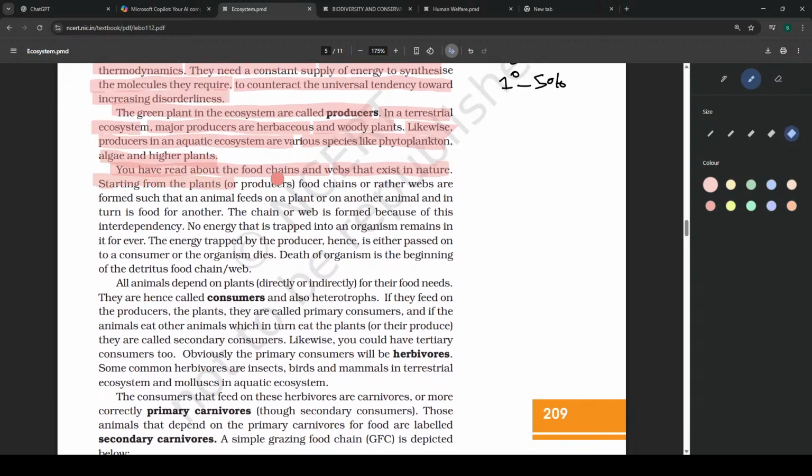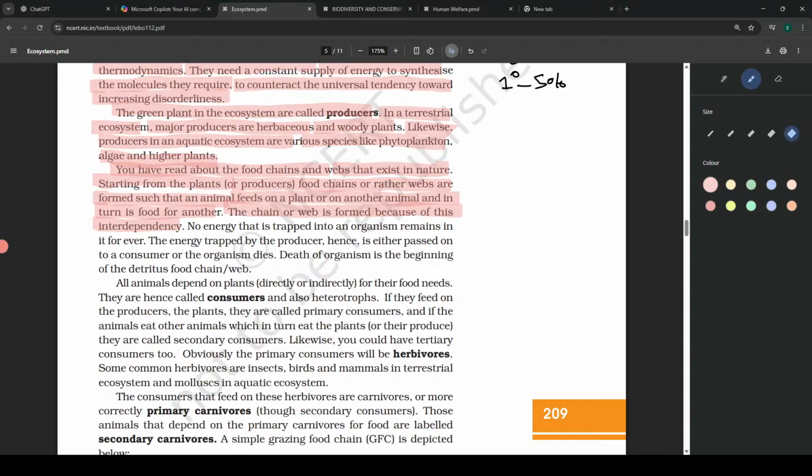Starting from the plants or producers, food chains or rather webs are formed such that an animal feeds on a plant or on another animal and in turn is food for another. A chain or web is formed because of this interdependency.